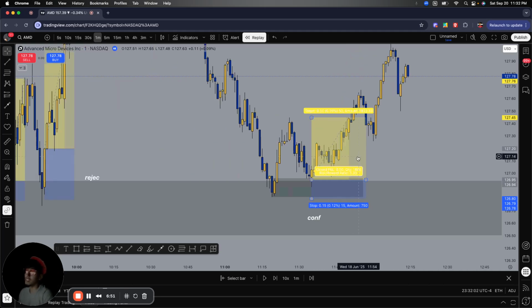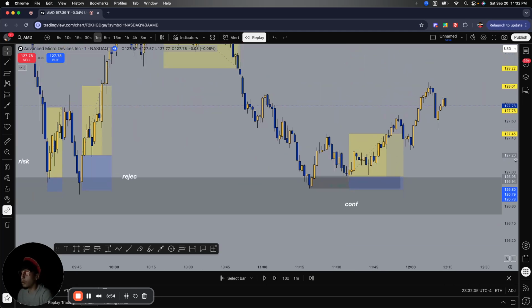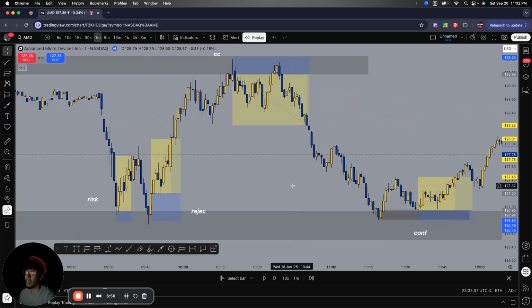So that is basically just a very quick overview of the 4 entry models that I use. It's very simple. Like I said, it's very, very simple.